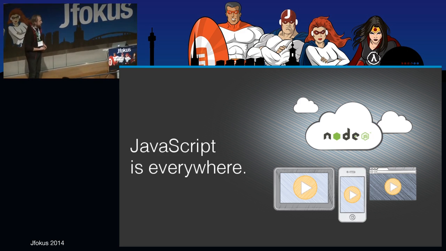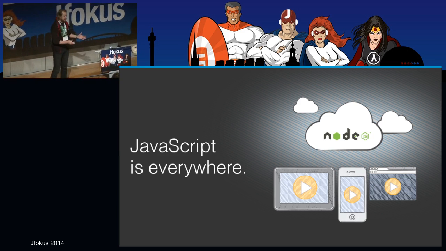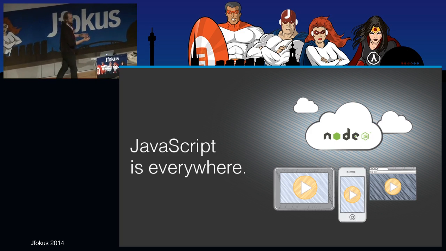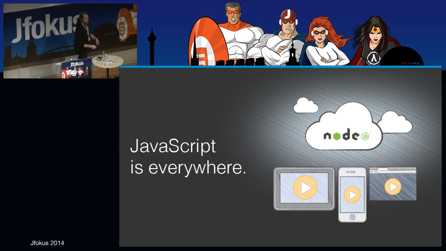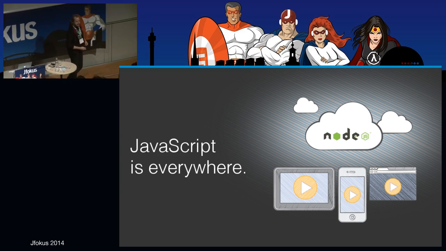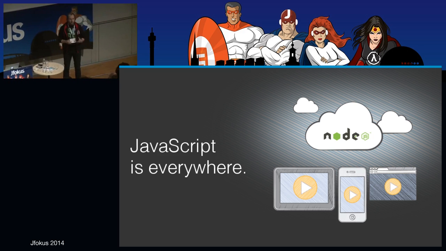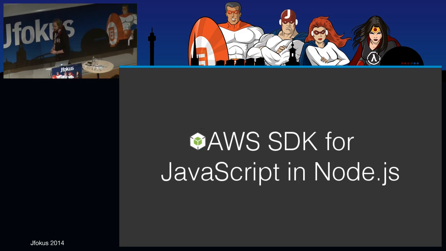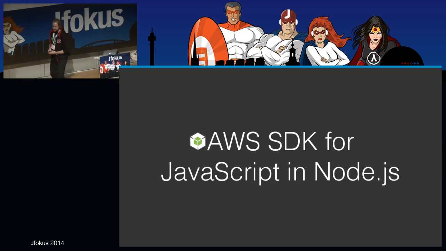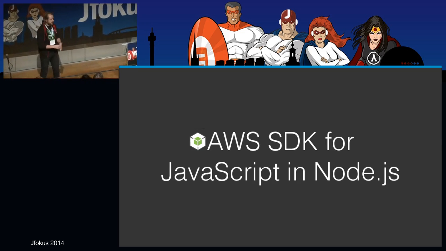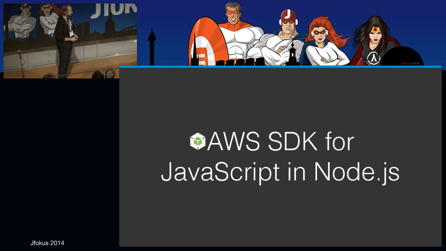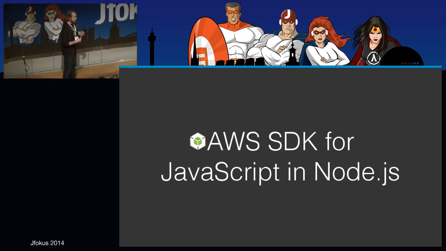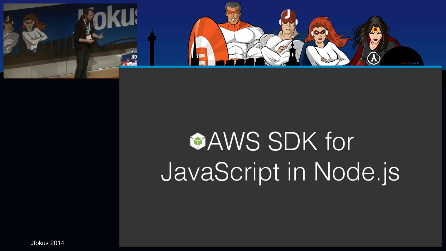And of course, the SDKs that we have for Amazon services, you use the SDKs to interact with APIs from different languages, and we have them for Java and .NET and Python and Ruby and PHP, etc. But of course, since JavaScript is so prevalent nowadays, we also wanted to support JavaScript. So about a year ago, we released the JavaScript SDK for Node.js. And it's a full-fledged SDK that you can use to interact with all the different services. And this was received really well by the Node.js community.